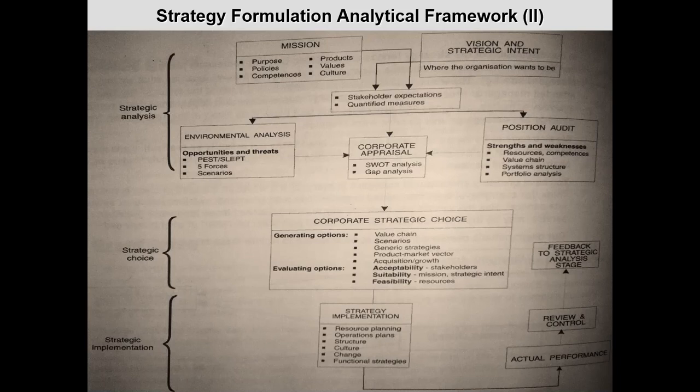So in strategic implementation, when we talk about implementation aspects, we have resource planning, operations plan, structural development, cultural issues, change management, functional strategy development. These are all the options we need to go for once we have to execute the strategy in physical, tangible terms. Once the strategy is executed, look at the next box, we are available with actual performance. And as I told you, performance in terms of profitability, productivity, and satisfaction of the stakeholders.